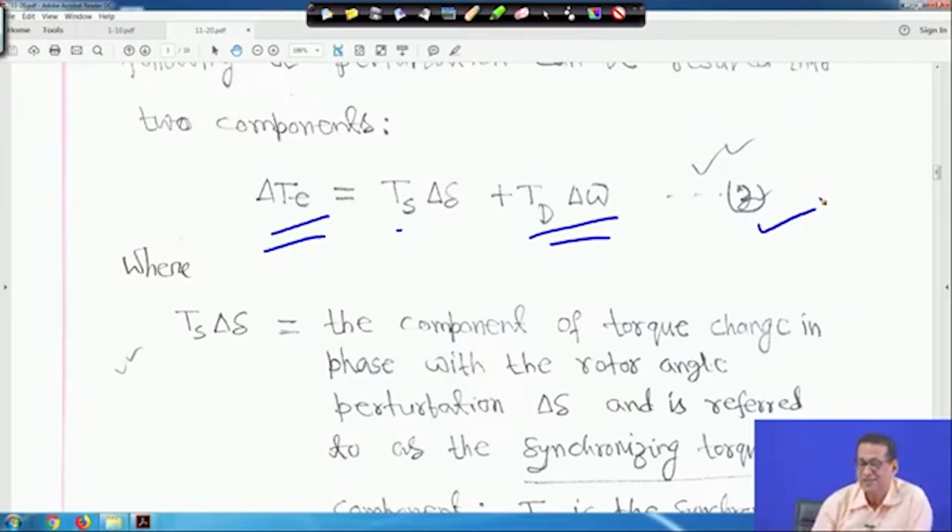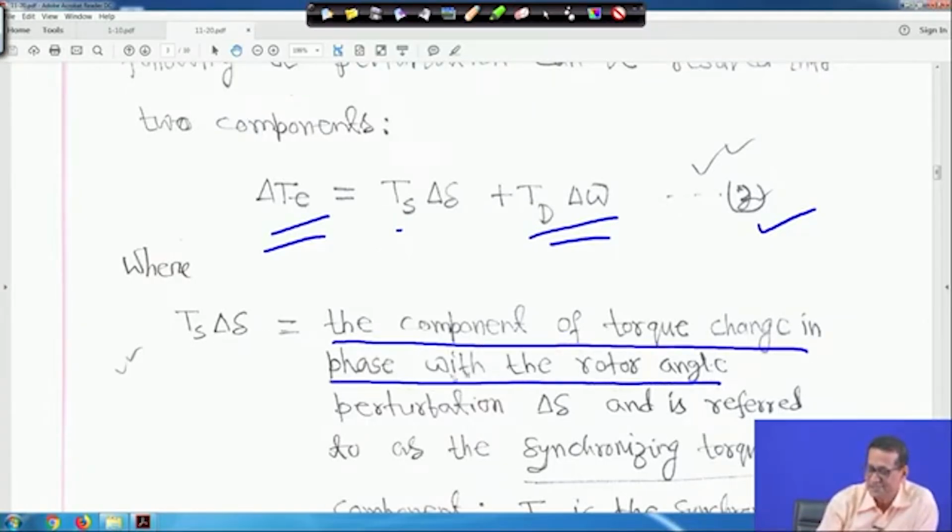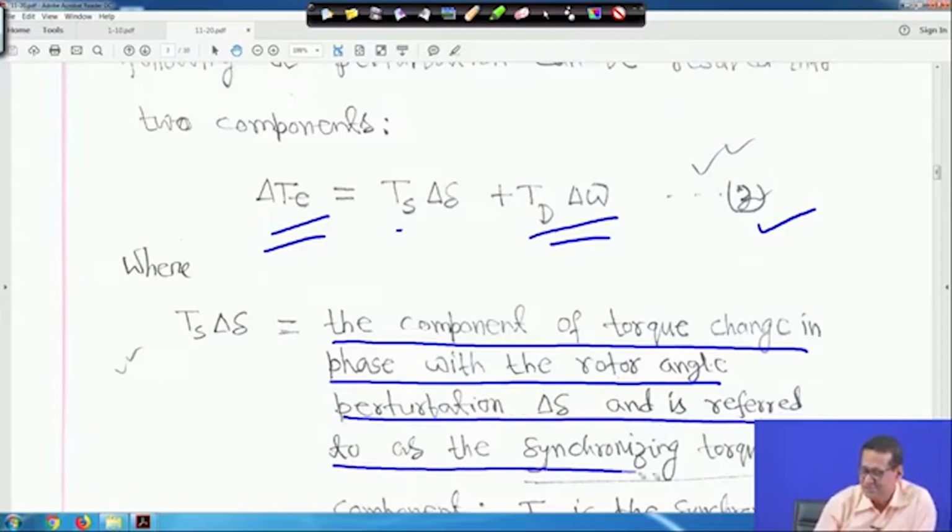All these things will be derived at the end of this synchronous machine part, but here I have just written them for the sake of continuity of this topic. Ts delta delta is the component of torque change in phase with the rotor angle perturbation delta delta, and is referred to as the synchronizing torque component. How it is in phase, we will see later and derive.